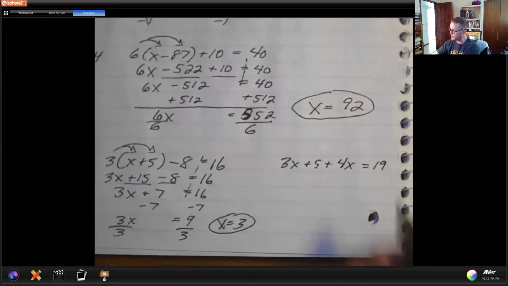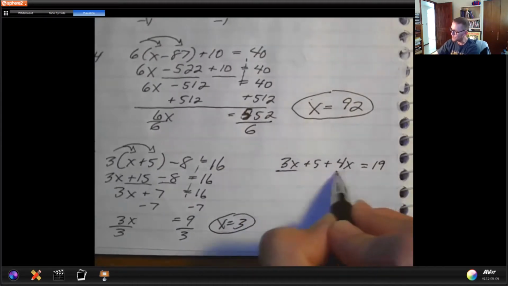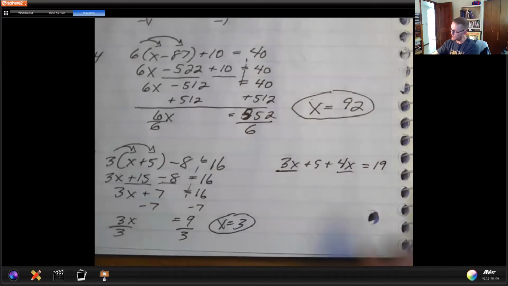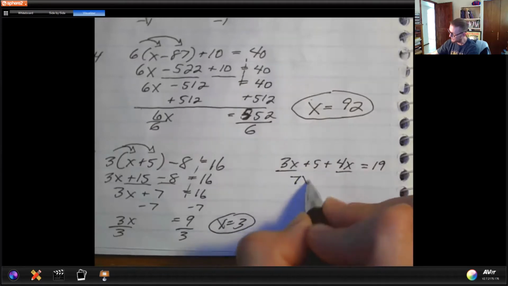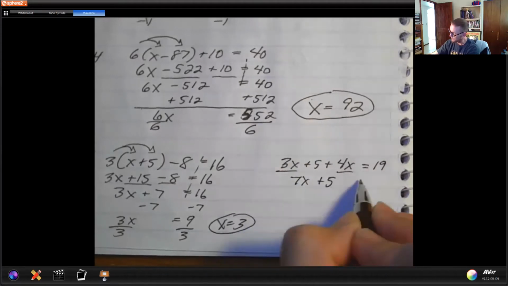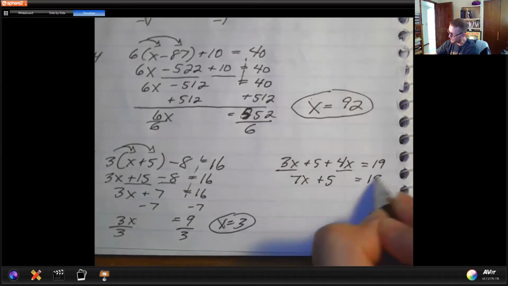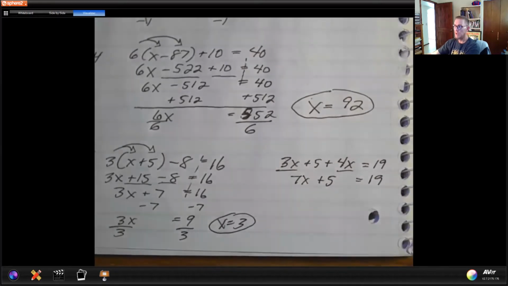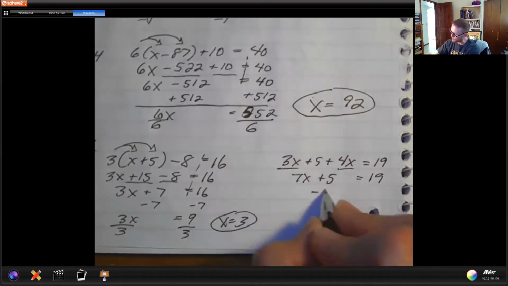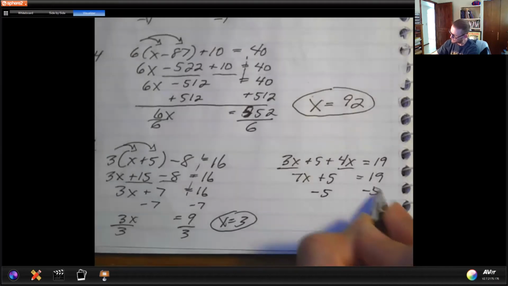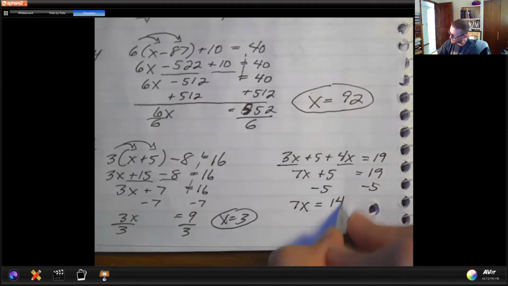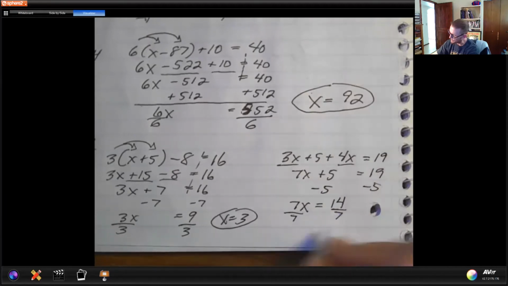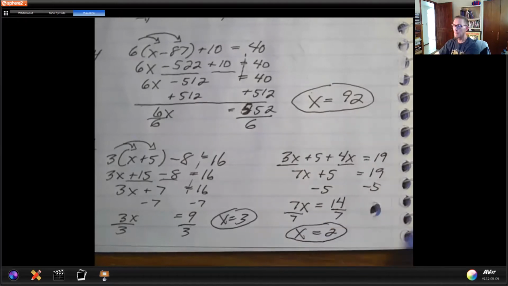There are no parentheses, so I'm going to go straight to combining like terms. A 3x and a 4x makes 7x. Bring down the plus 5, bring down the equals, bring down the 19. I now have a two-step equation, so I'm going to subtract 5 to both sides. 7x equals 19 minus 5 is 14. Divide by 7, and x equals 2.